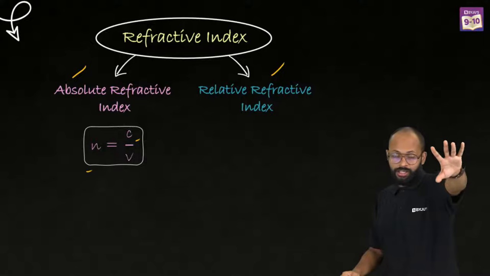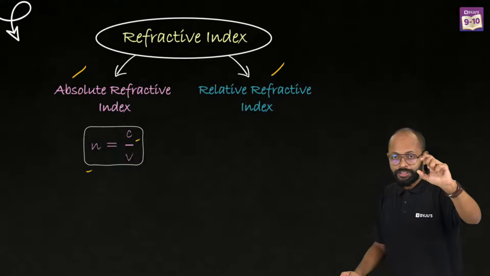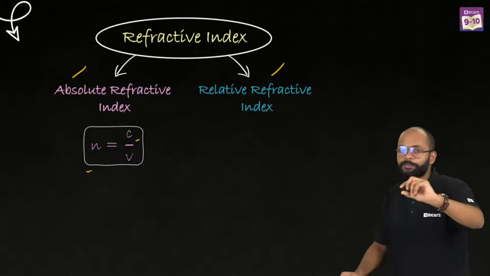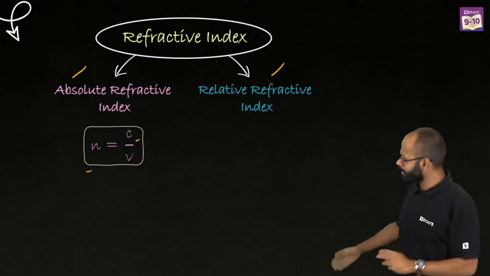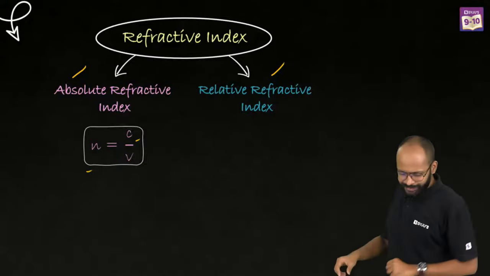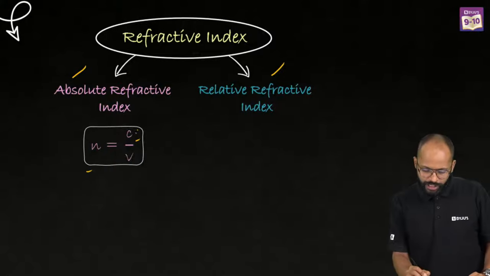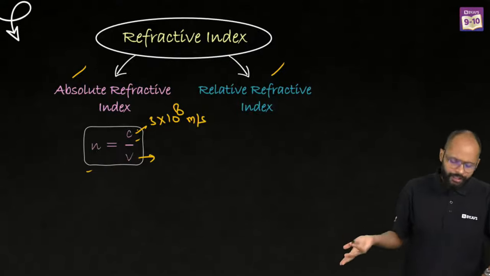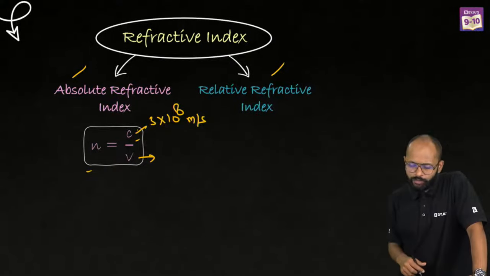And humne bola tha, if velocity decreases when you go in an optically denser medium, uska measure hota hai refractive index. Wahi to hai. Bhai, N equals C upon V. C is what? Speed of light in vacuum. Kitna? 3 into 10 to the power of 8 meter per second. V kya hai? Speed of light in medium. Bas, itna hi to hai. To N equals C upon V.